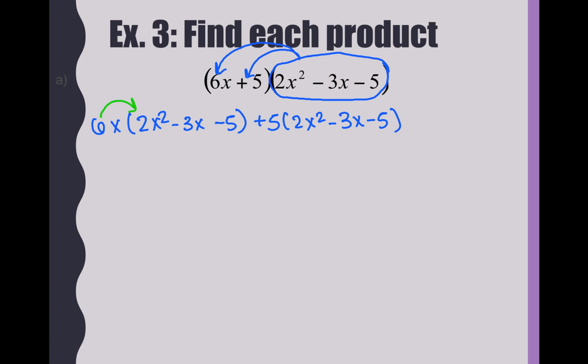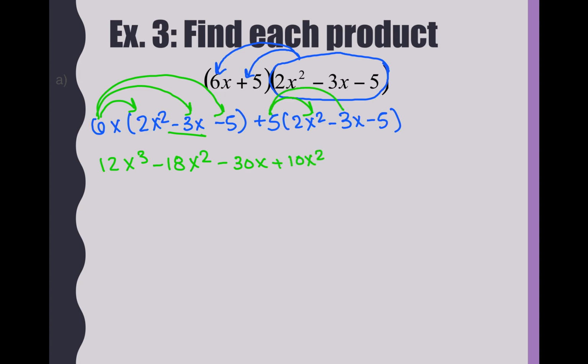So 6x times 2x squared is going to be 12x cubed. 6x times minus 3x, so minus 18x squared. And then 6x times minus 5, that's going to be a negative 30x. Then we have 5 times 2x squared, so plus 10x squared. 5 times, always watch for the negatives, 5 times negative 3x is negative 15x. And 5 times negative 5 is negative 25.